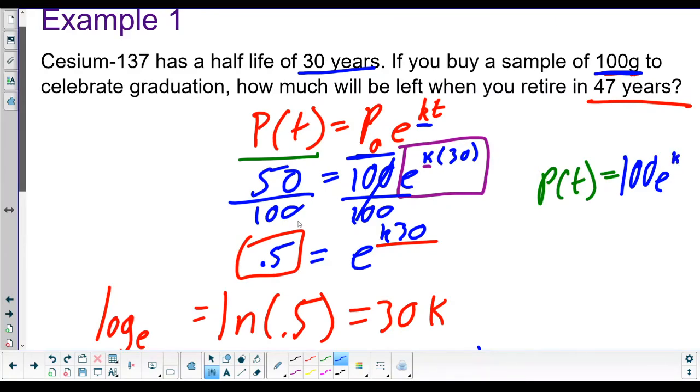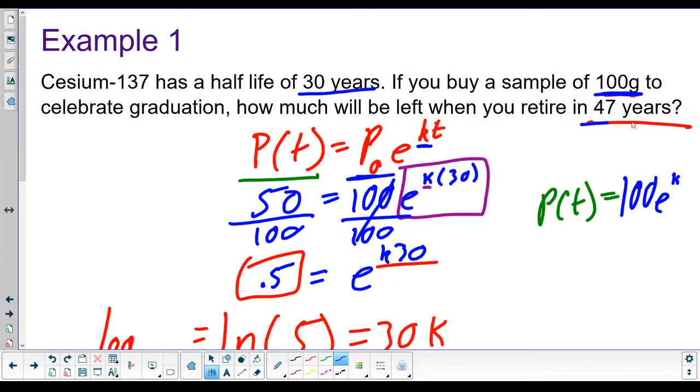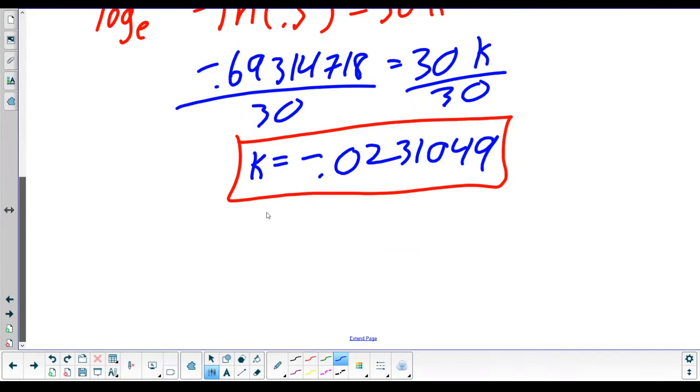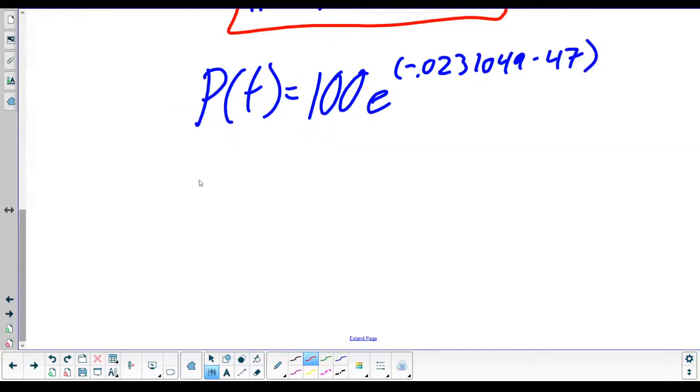I'm going to put K here, but we know it, right? It's this number. And now we want to know what happens after 47 years. So instead of putting 30 for T, we're going to put 47. Okay. So now all you have to do is type in 100 e to the power of 47 times this number K. So it's going to look like P of T equals 100 e to the negative 0.02310449 times 47. Type this whole thing into your calculator, and then whatever number it spits out, that's your answer.